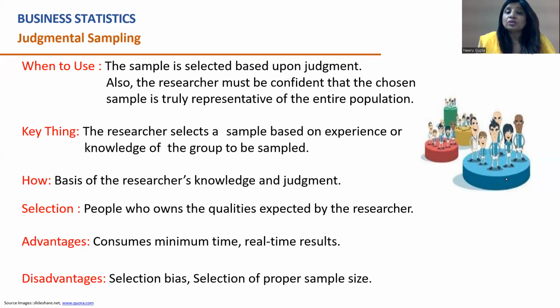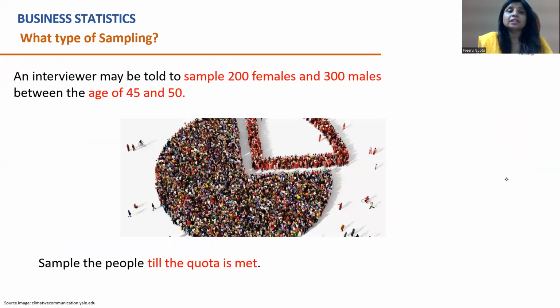On the basis of the researcher's knowledge and judgment. From where does the researcher take this knowledge? From his guide, or sometimes from an expert on that particular subject or topic. They suggest the researcher collect the data from so and so person, and on that basis, the researcher collects the data from the particular person or particular area. What are the advantages? Consumes minimum time, real-time results, but on the other hand, there are some disadvantages also: selection bias, and selection of proper sample size.